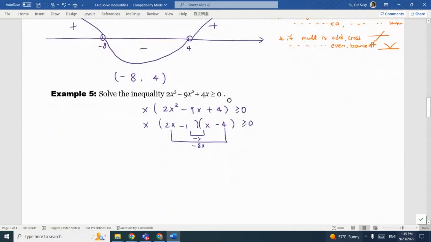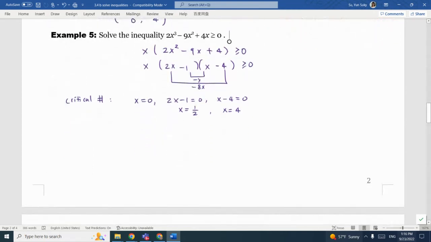Awesome. So what are the critical numbers? We set each factor equal to 0. So we have what? X is 0. Yes. Very good. If you're familiar with this, then you can write down the critical numbers right away. Is that okay, everybody? We set each factor equal to 0 to get the critical numbers.